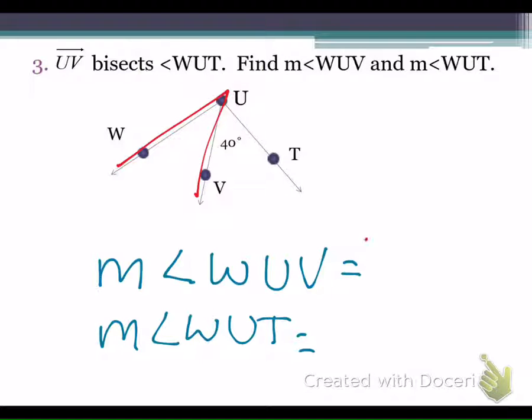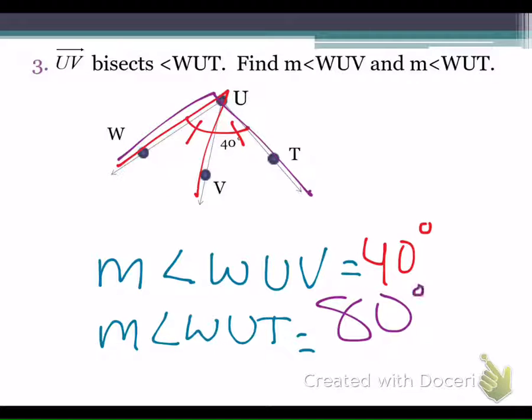WUV is 40 degrees. How do you know that? Yeah, this angle was bisected, so this guy is congruent to this guy. If TUV is 40 degrees, WUV is also 40 degrees, and now I'm looking for the measure of WUT. 80, so the whole thing, 40 plus 40, or you could do 40 times 2 and get 80. Questions?